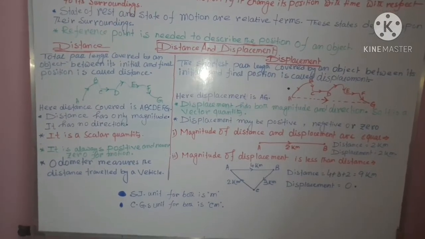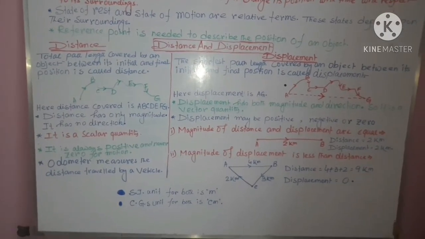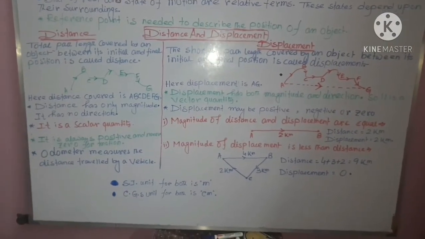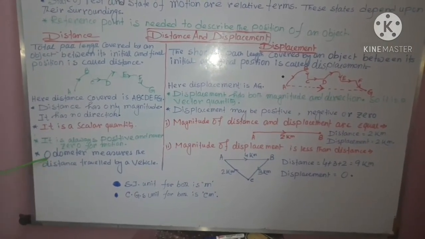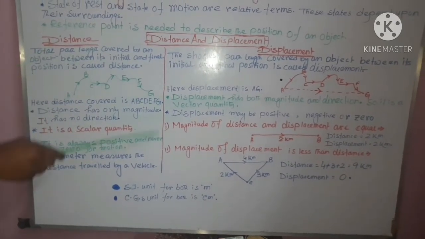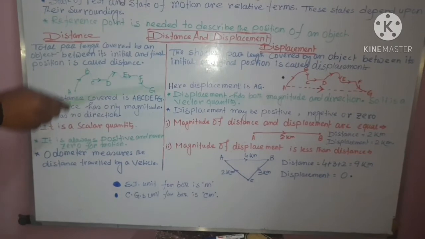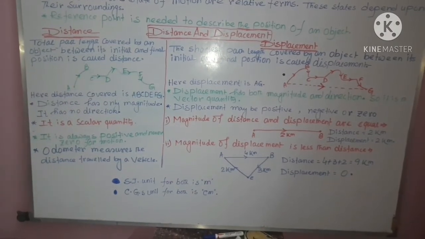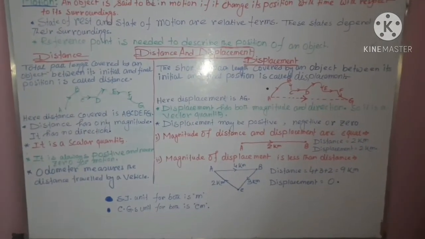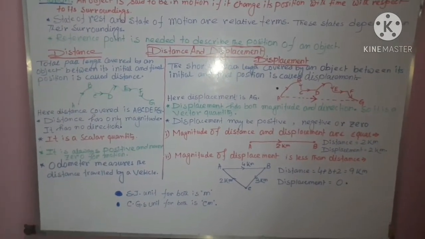Now, whenever any vehicle is in motion, the distance traveled by the vehicle is measured by a device known as an odometer. These are the important information regarding distance you have to remember. So, what are the important points regarding the distance?